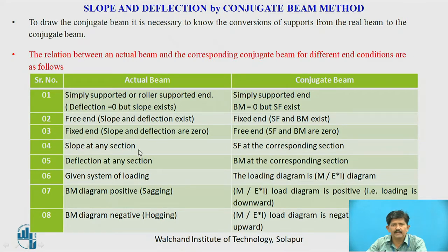Then slope at any section in the actual beam is equal to shear force at the corresponding section in the conjugate beam. Then deflection at any section is equal to bending moment at the corresponding section.